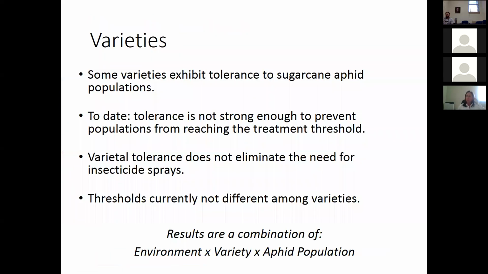What I will say, though, is that it's really hard to peg down which variety is best. And this is because you'll have varieties that are just better adapted to some growing areas than others.